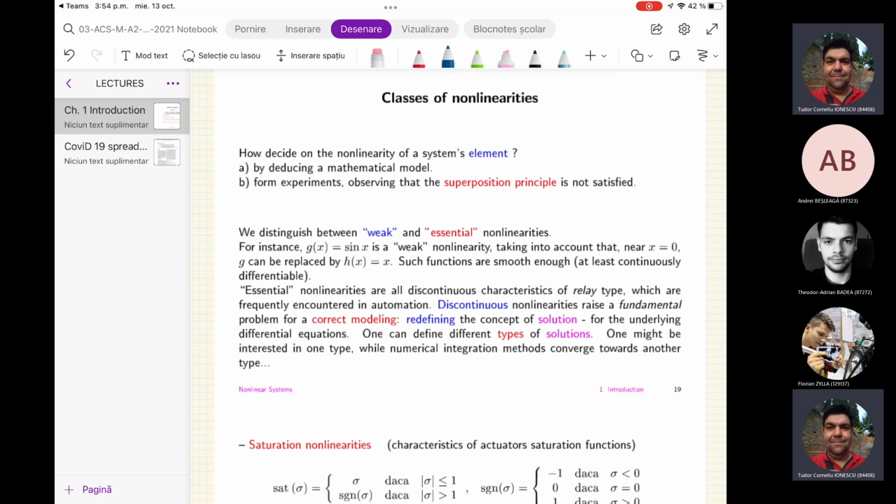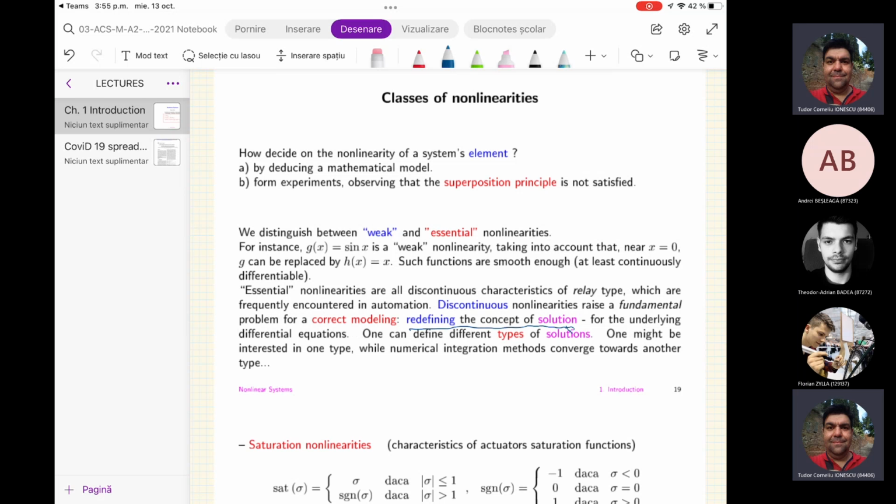Such functions, they say here, are smooth enough, or at least continuously differentiable. That's why they are weak nonlinearities. However, essential nonlinearities are all discontinuous. They are of relay type, and they are frequently encountered in control and automation. These are saturations, these are sectors. Discontinuous nonlinearities raise a fundamental problem for correct modeling: redefining the concept of solution. This is very, very important.